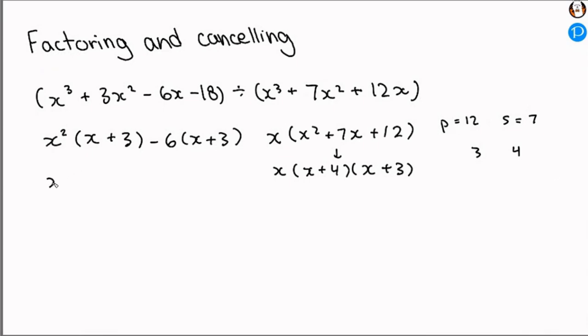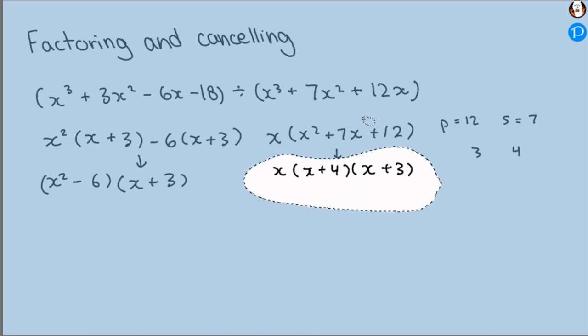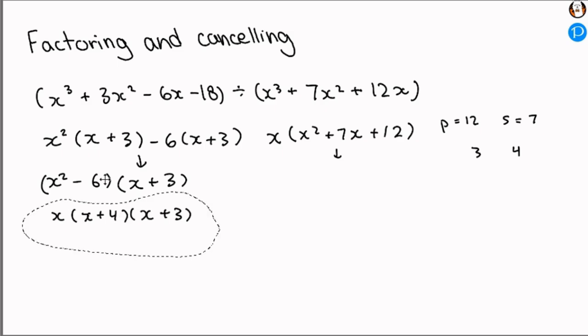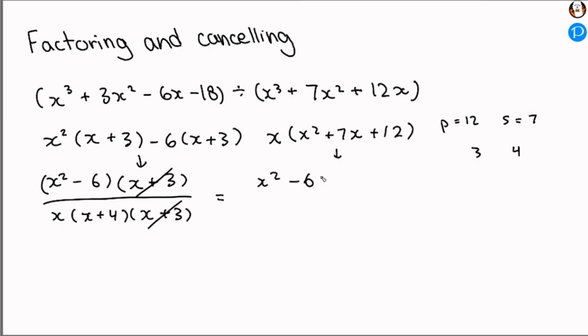Oh, and I almost forgot. We can express the first polynomial as x to the power of 2 minus 6 times x plus 3. Now we can express this as a fraction. So the dividend on the top and the divisor on the bottom. So we're going to cross x plus 3 out. Final answer is going to be x to the power of 2 minus 6 over x times x plus 4.